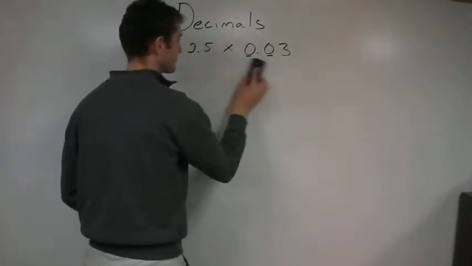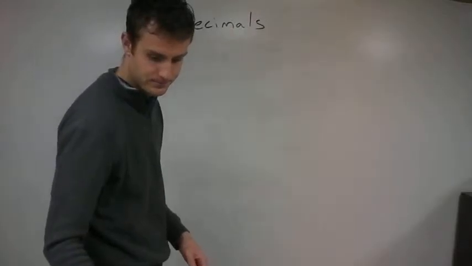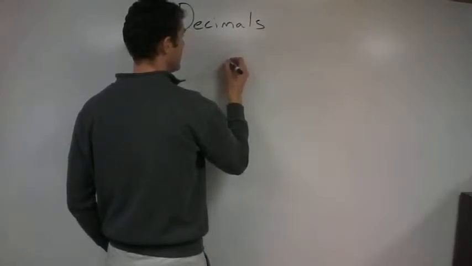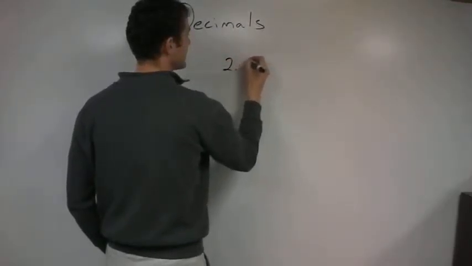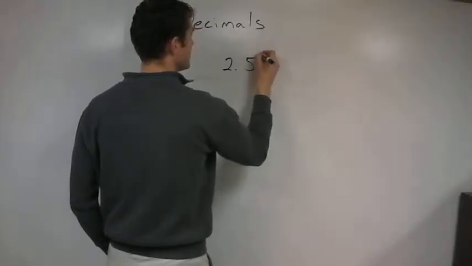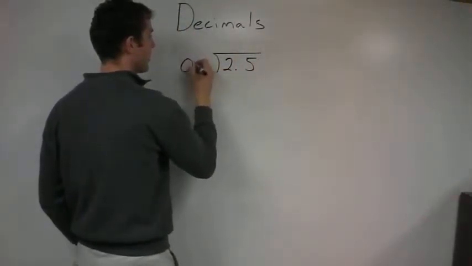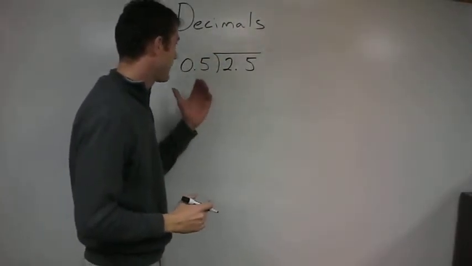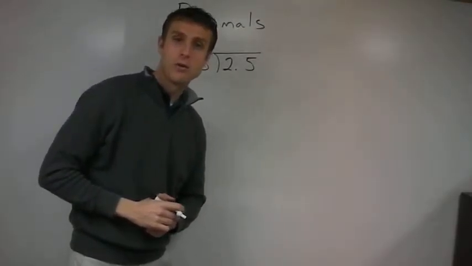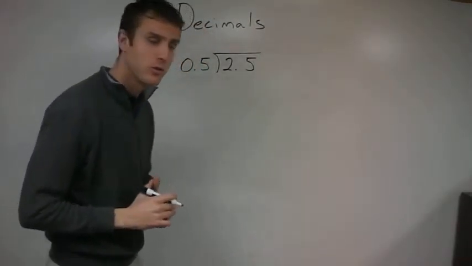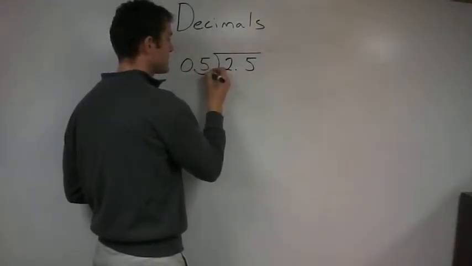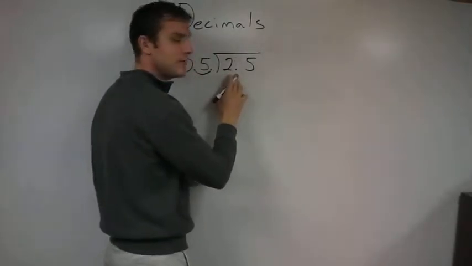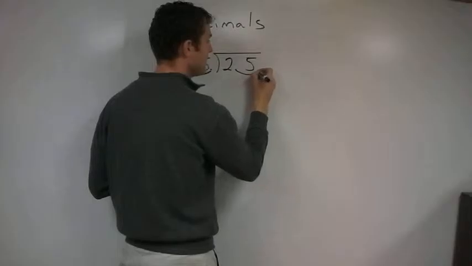Dividing decimals is a little bit different. So let's say, for example, I have 2.5 divided by 0.5. When I have a decimal on the outside, I must make it a whole number, so I'm going to move it over until it becomes a whole number. I move this over once. That makes it 5. But if I move this decimal, I have to move this decimal the same number of places. I move this over once.